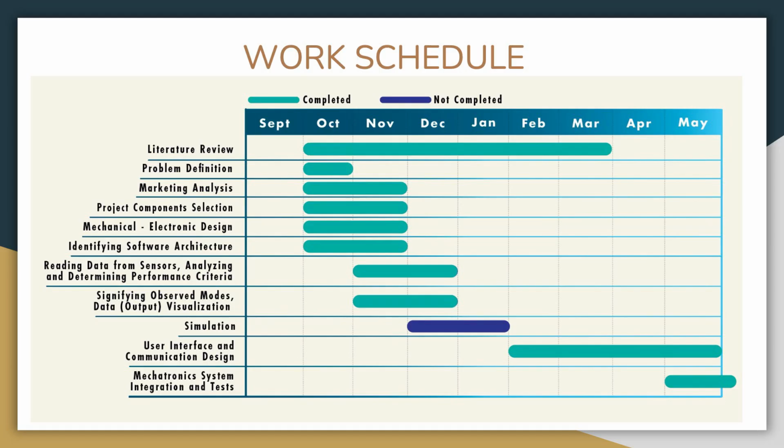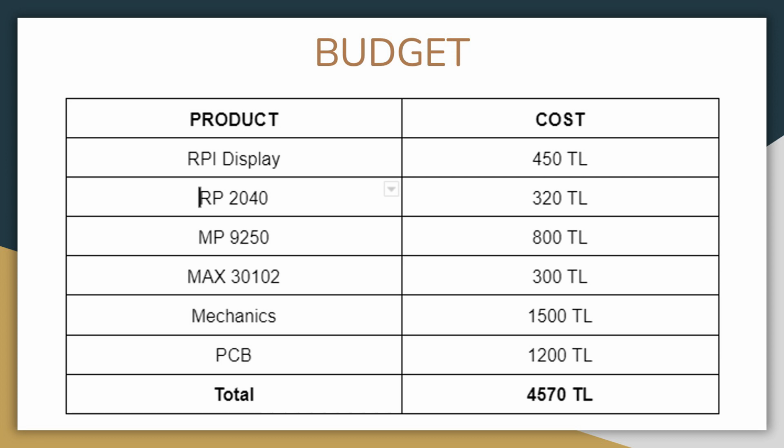We successfully obtained targeted outputs. Total budget spent for this project is 4,570 Turkish liras.